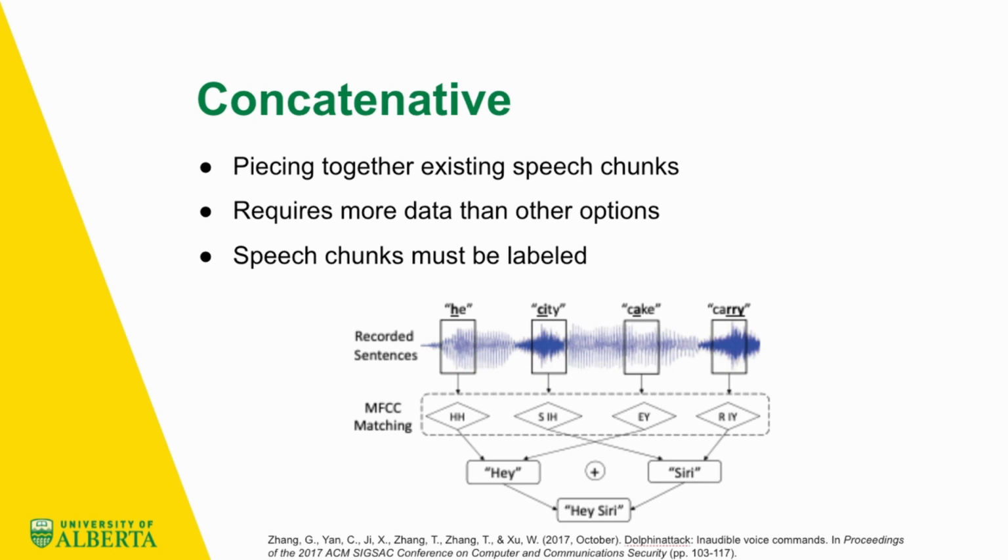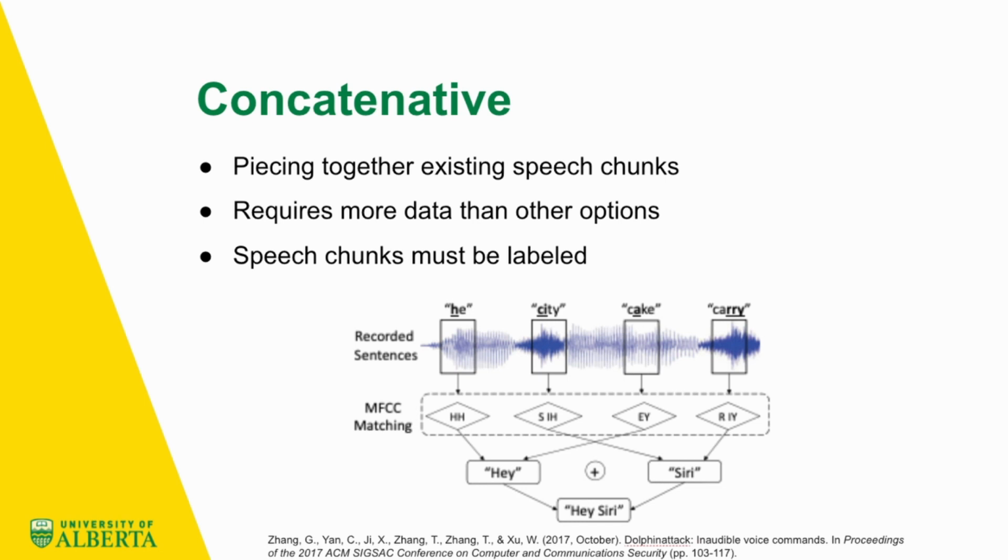And so you're going to have to do some post-processing. But at its base, concatenation is just adding or gluing things together, putting things together. And so we can see in this diagram, we can just ignore the MFCC stuff, but basically they have recordings of hey or he, city, cake, and carry. And they can then take the H from the he and the A from cake and put those together to create hey.